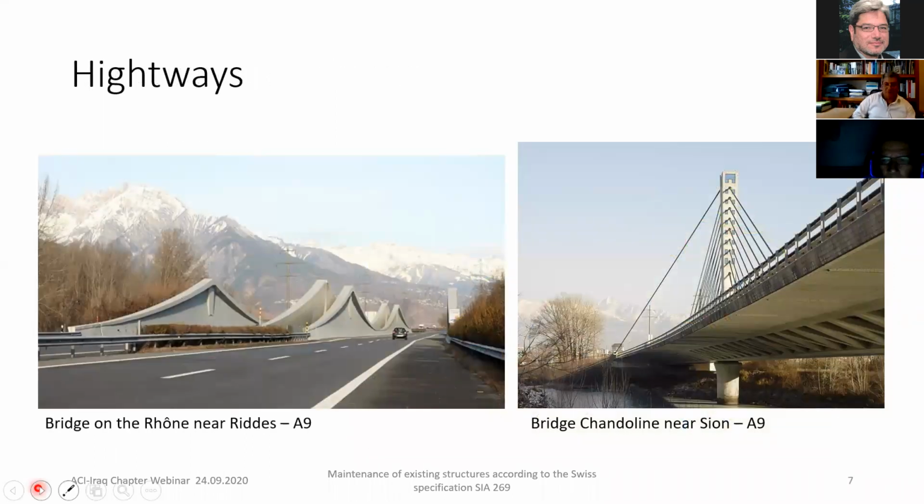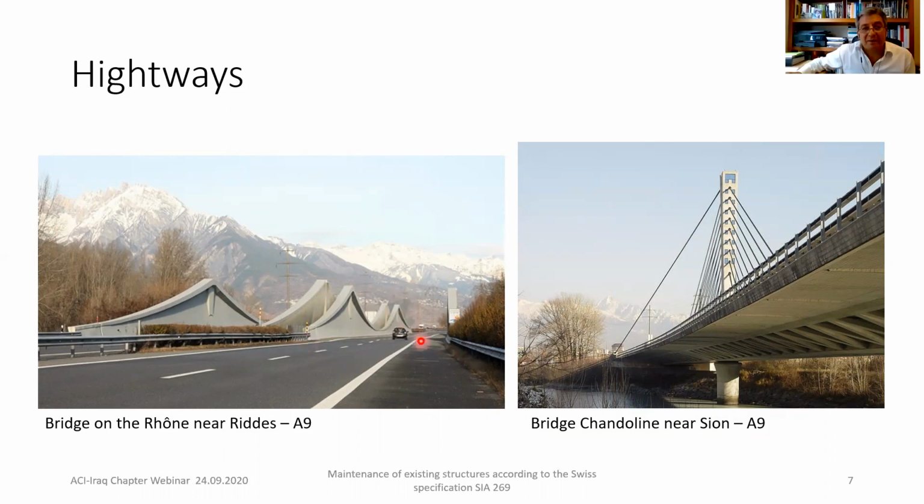Here we have some examples. I lived in the Valais, so I put some bridges from this region, the Canton of Valais. We have the bridge over the Rhone, the river Rhone, near Raron. This bridge can simulate the mountains itself, so you can see it in a strange form. And then we have another bridge near Sion, the capital of the region, also a cable-stayed bridge, very interesting.